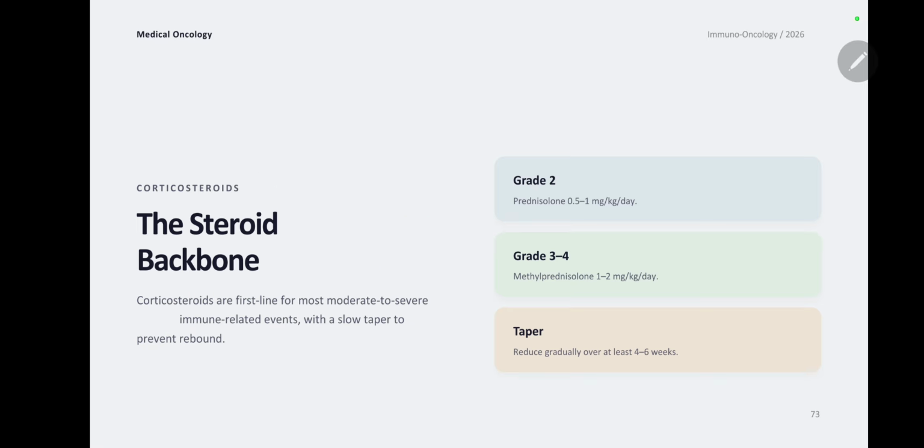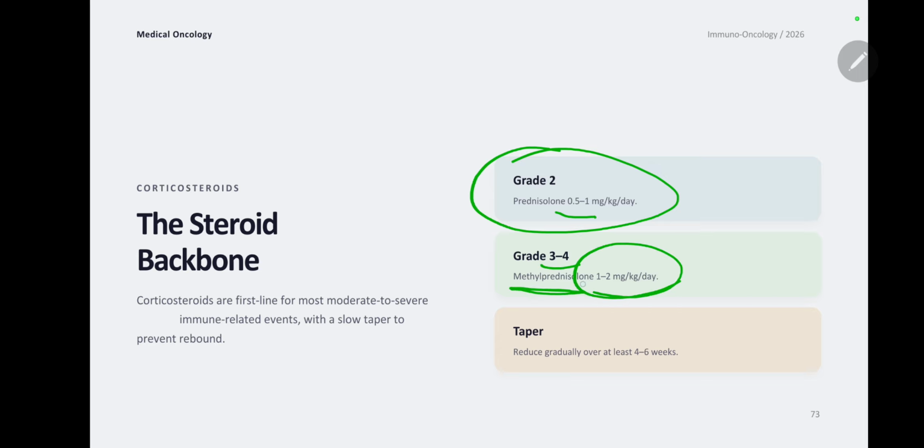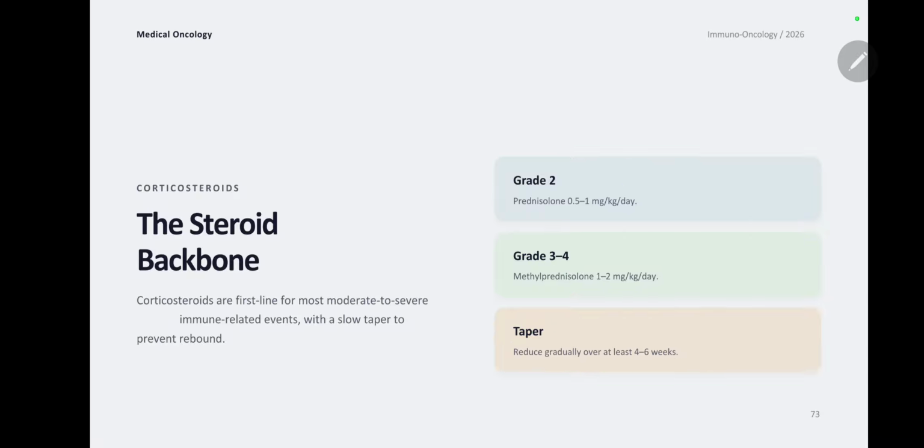Okay, so those are the basic rules. Steroid is the main backbone to treat this type of immune therapy related side effect. In grade 2, prednisolone is given orally at 0.5 to 1 mg per kg per day. In grade 3 and 4, methylprednisolone is used at 1 to 2 mg per kg per day. When the symptoms are controlled, taper gradually over 4 to 6 weeks.